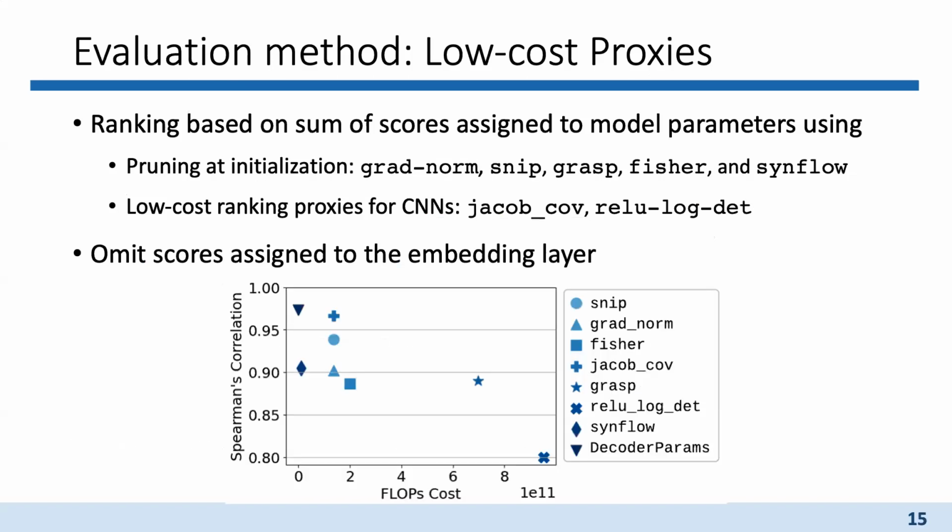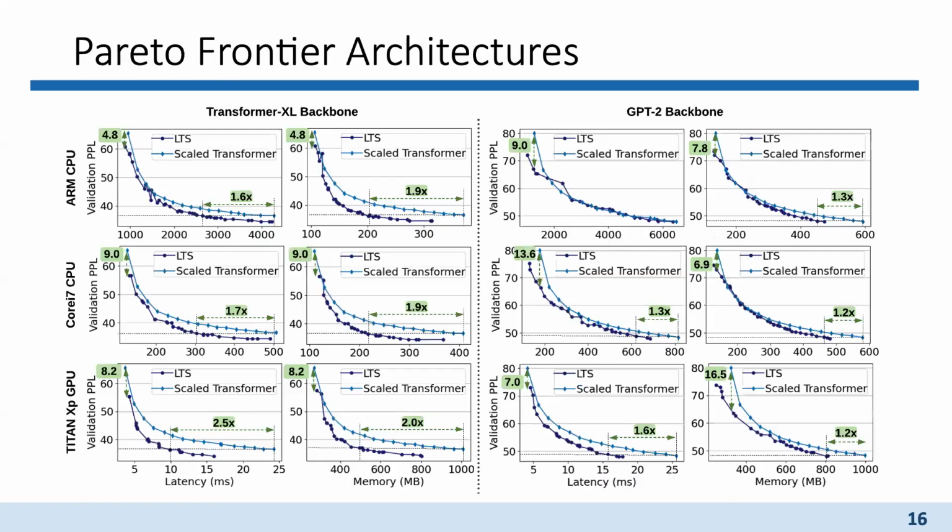Here I'm showing the Spearman rank correlation of these proxies evaluated on 200 random architectures versus their computation cost in terms of flops. The provided methods all perform relatively well, but as you can see, the decoder parameter count, which is highlighted with the green circle, still dominates the remaining proxies with absolutely zero computation cost.